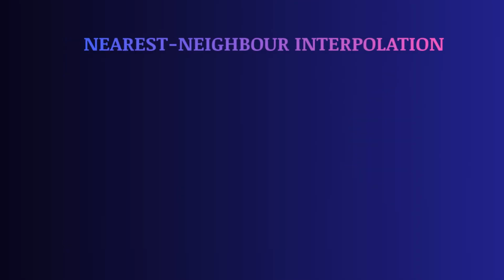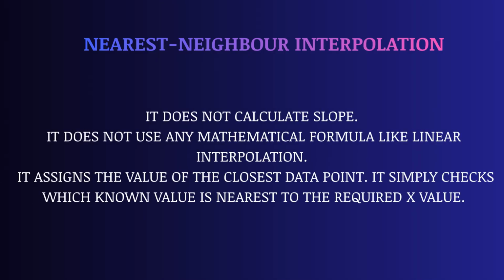Nearest neighbor interpolation. Now let us understand nearest neighbor interpolation. Nearest neighbor interpolation is very simple. It does not calculate slope. It does not use any mathematical formula like linear interpolation. Instead, it assigns the value of the closest data point. It simply checks which known value is nearest to the required x value.